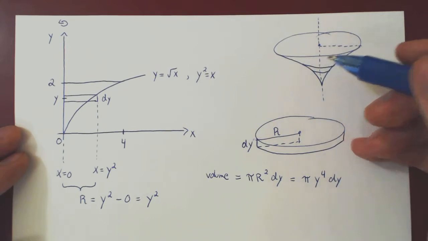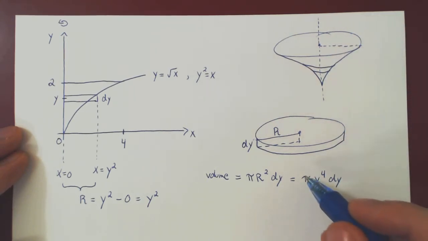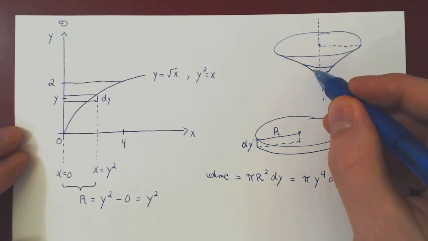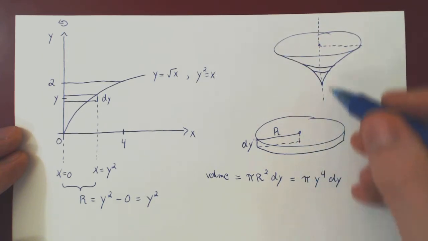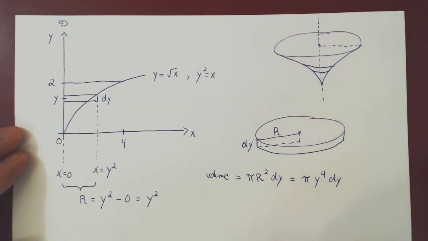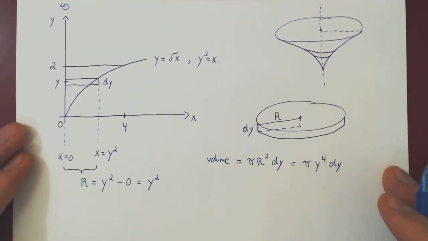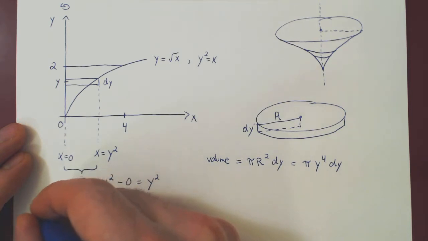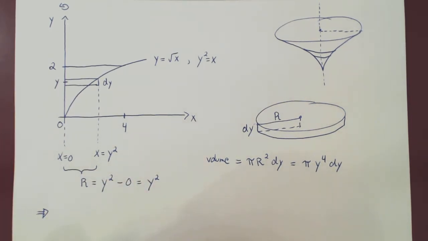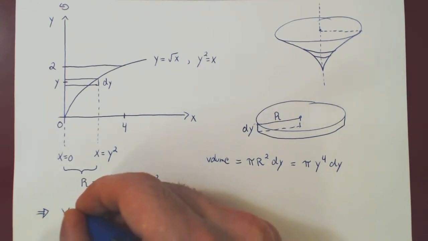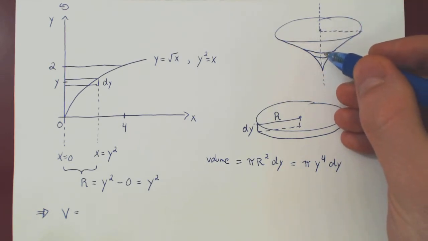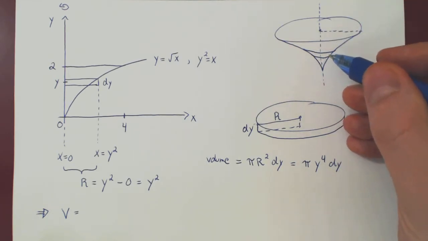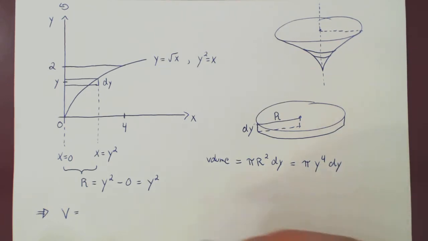And now the question is, of course, how do we, from knowing the volume of a little slice, a cross section of the full solid, get the total volume of the solid? Hopefully you can answer this question, but there it is. To find the volume of the total solid, we find the volume of a little slice of it, a cross section, given by pi y to the 4 dy.